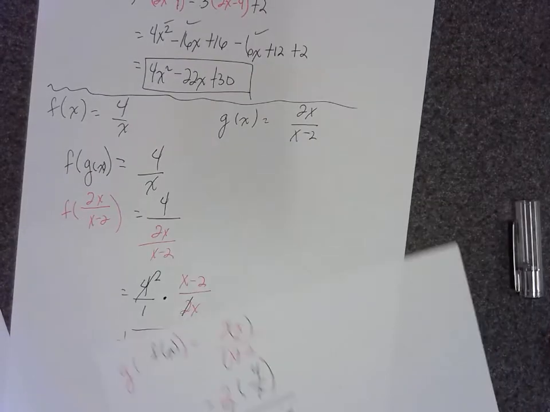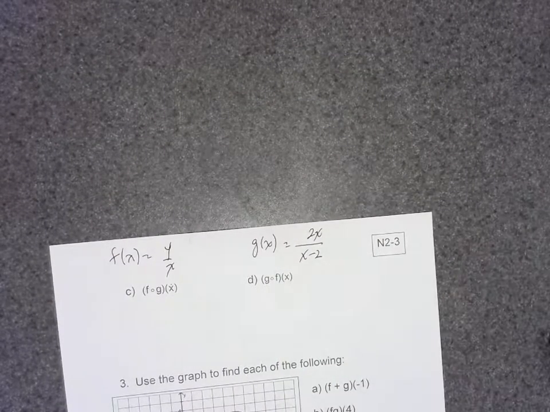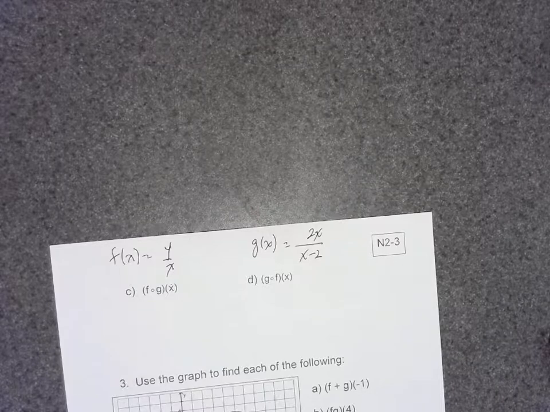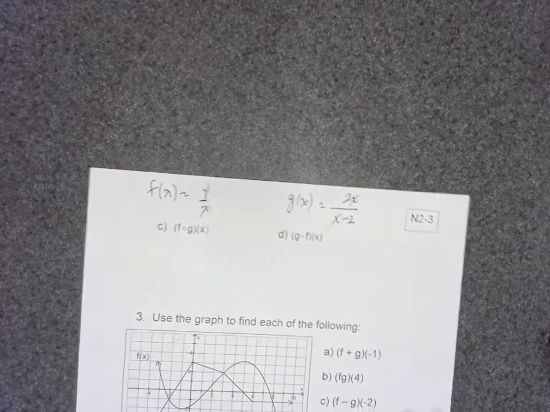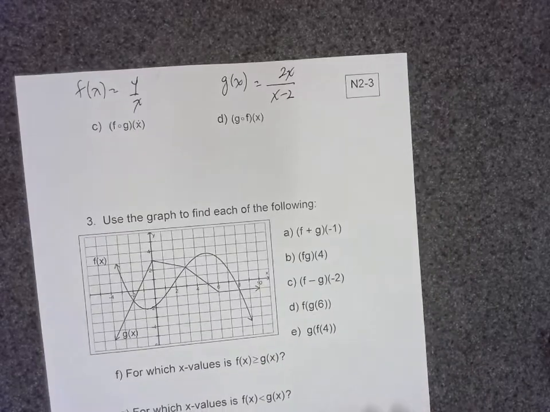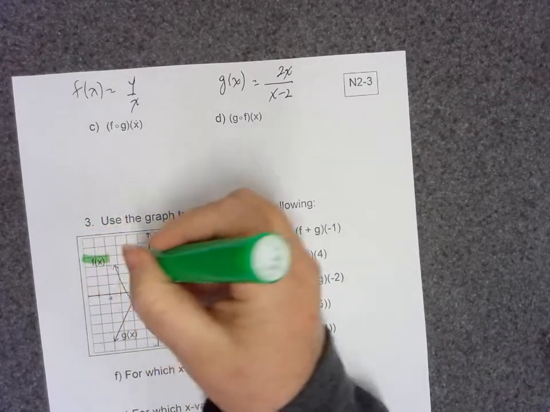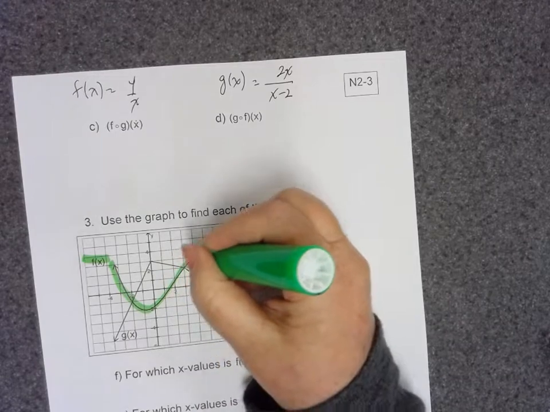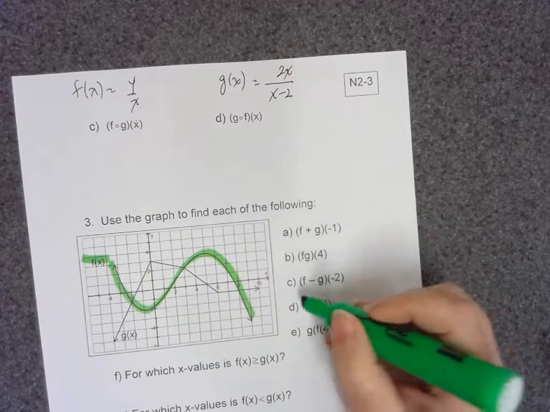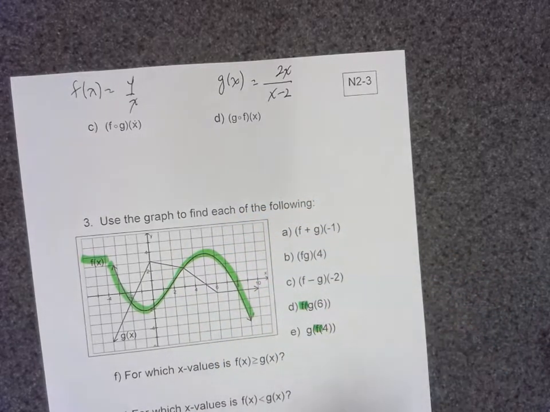Now, this is a really fun part. We are now going to look at D and E of a graph function. Again, I'm going to highlight f in green, and my g is going to be in pink.